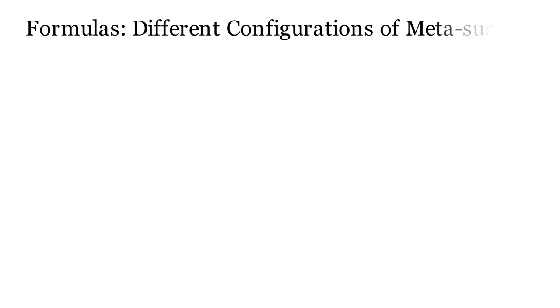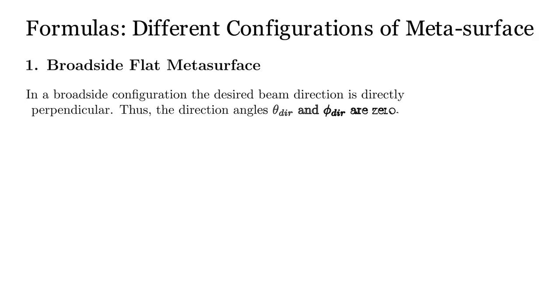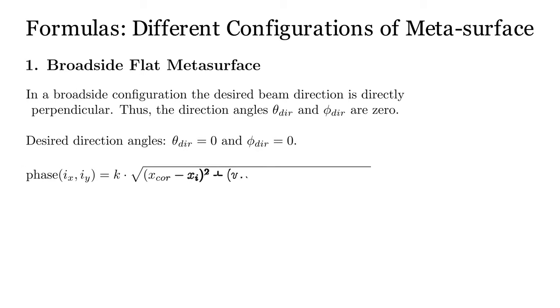Now we will discuss formulas for different configurations of metasurface. For a broadside case with a flat metasurface, the desired direction angles are theta dir equals 0 and phi dir equals 0. This makes the elevation adjustment term effectively 0 because sin theta equals 0. Conformality adjustment term simplifies as well, since cos 0 equals 1.